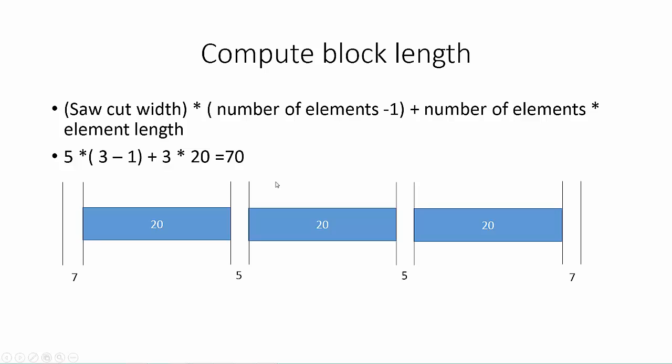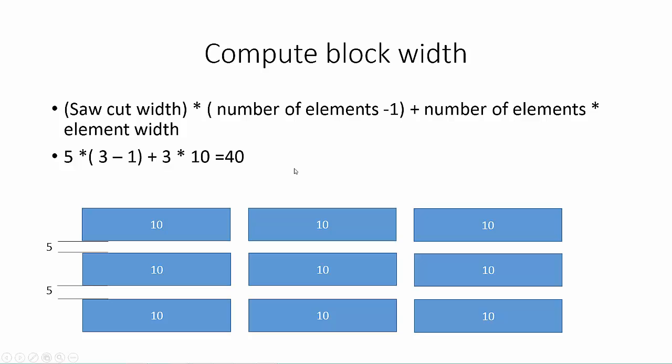If it is just one block, you probably need to reserve some space for finishing. So in the end, you need 84 units to fit those blocks in your chipboard. A similar formula applies for calculating the block width. So again, you have to multiply the saw cut width by the number of elements minus 1, plus the number of elements multiplied by the element width.